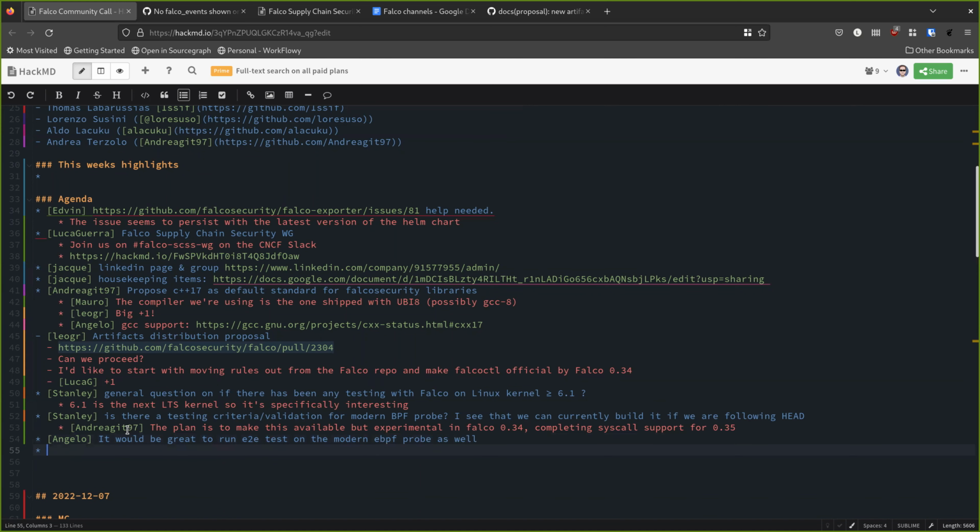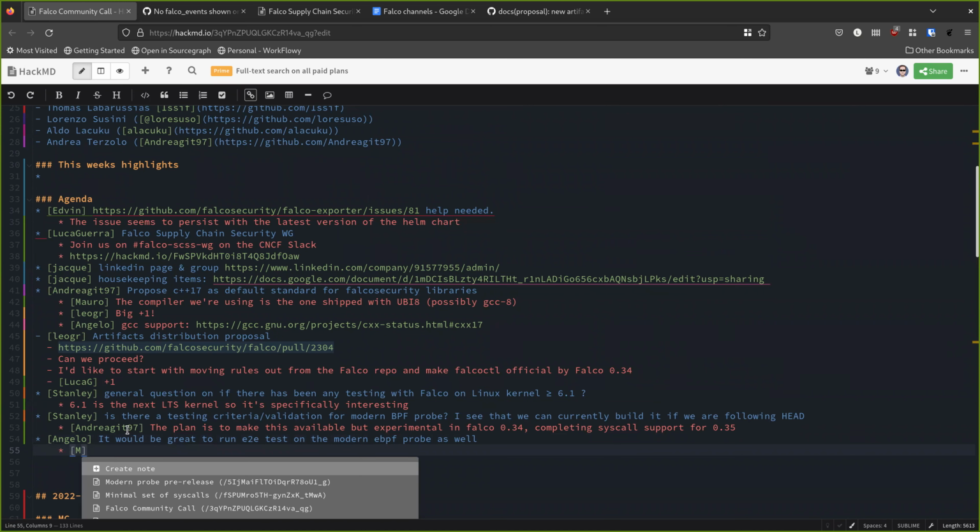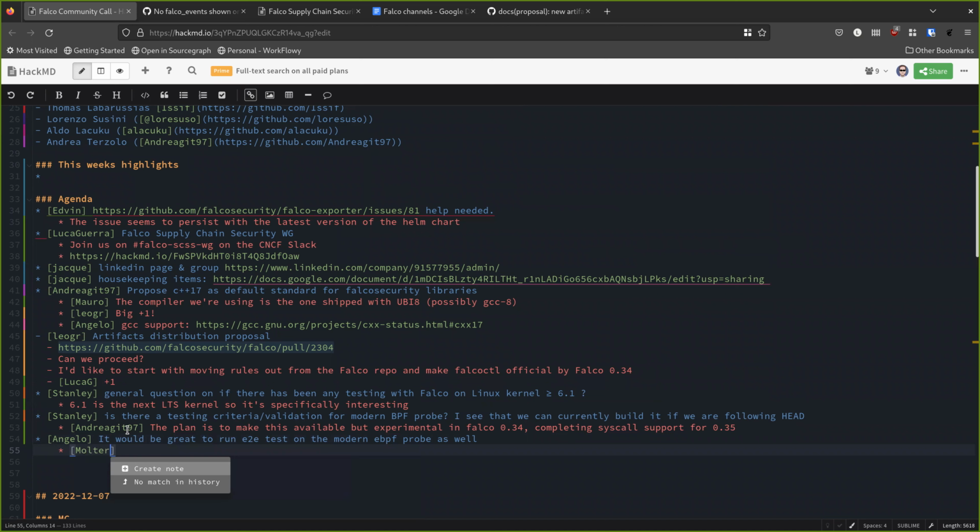I have this on my agenda too, but right now I'm testing the lower level, the driver tests. I have already opened the pull request on libs to test all 3 drivers. But yes, the next step will be to go into Falco and test and enforce the Mauro end-to-end tests.